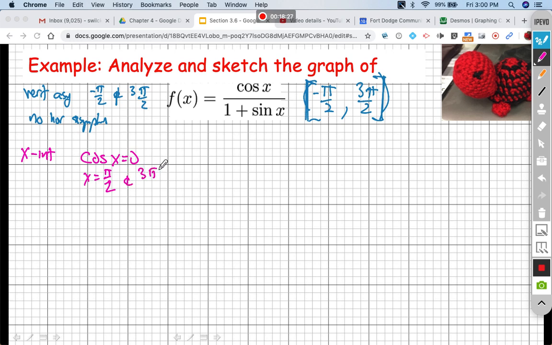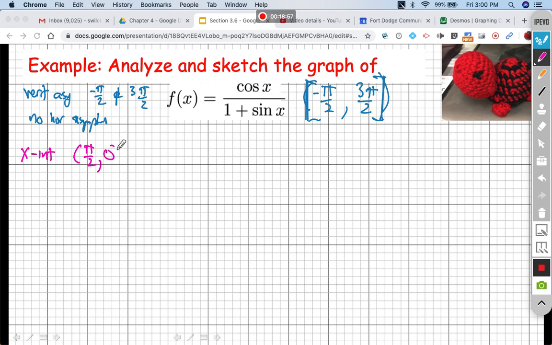And 3 pi over 2. Well, this is not in the domain, so I don't have to worry about this one. So I only have to worry about this intercept at x equals pi over 2. So my x-intercept, x is pi over 2.